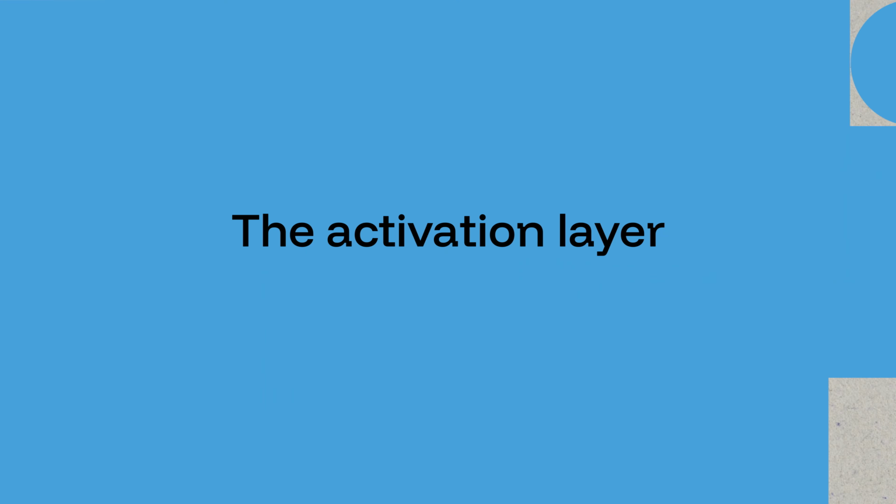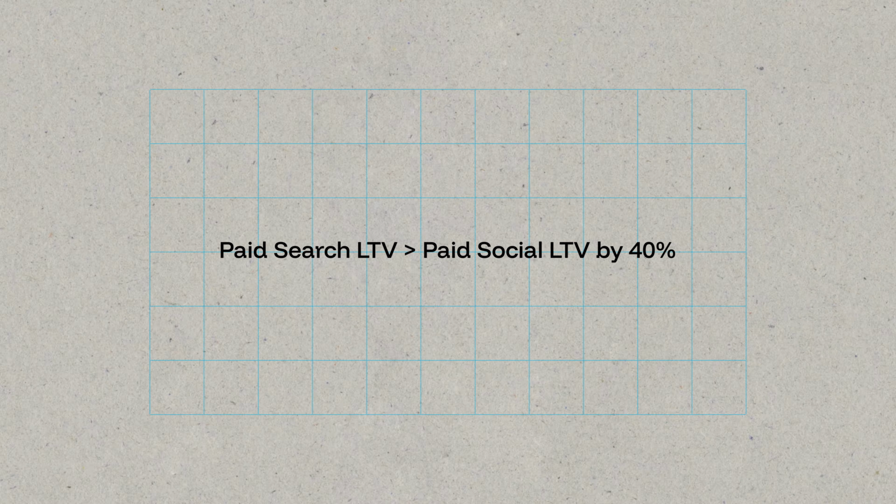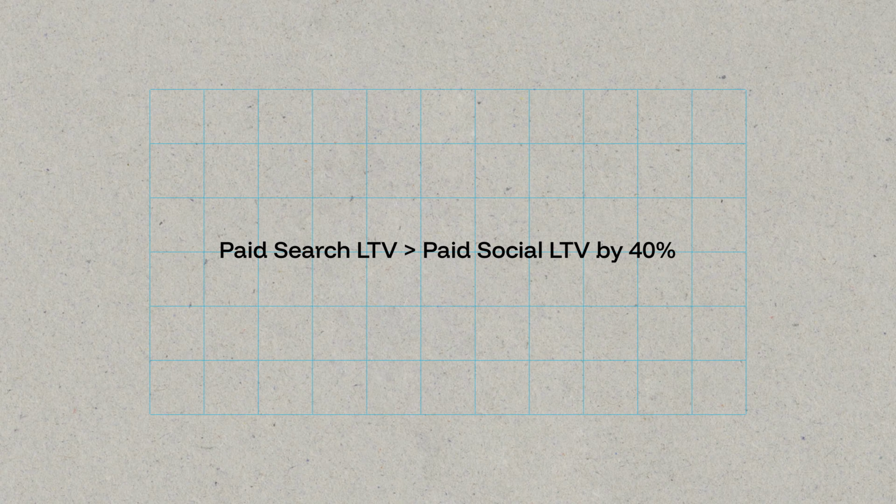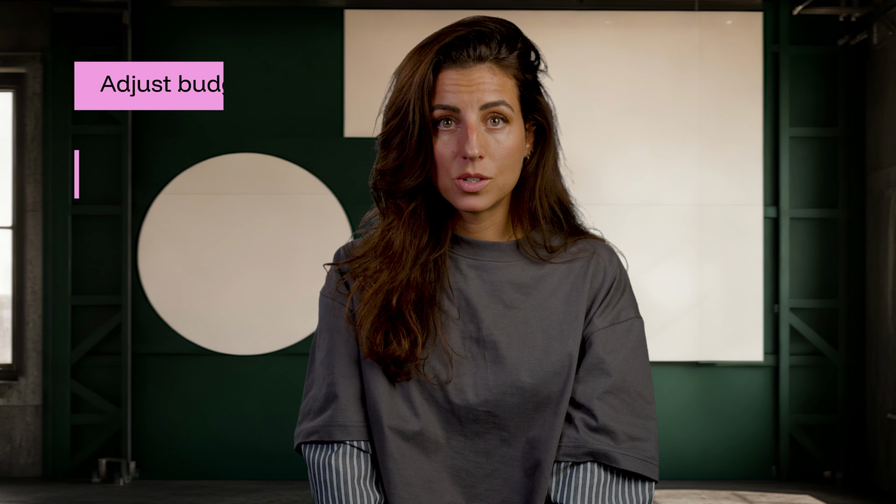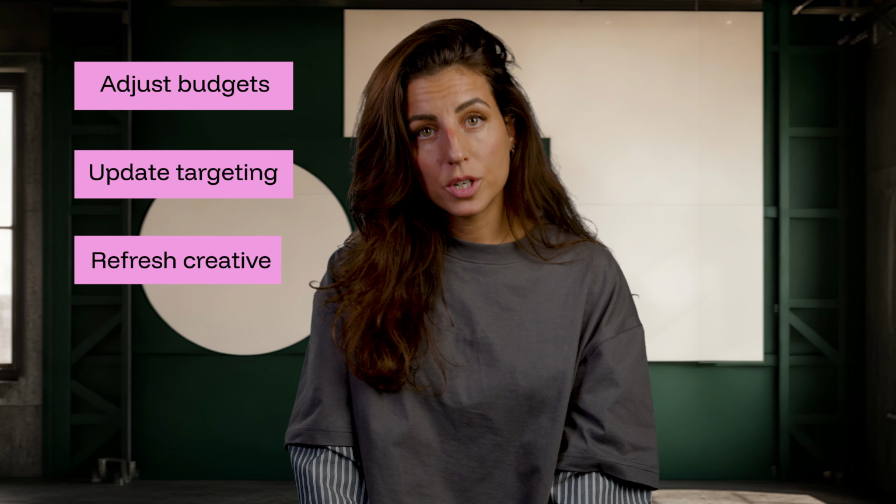The activation layer. You identified insights. Paid search drives 40% higher lifetime value customers than paid social. Great. Now what? Most marketing intelligence systems stop here. You learn something valuable, then you manually log into each ad platform and make changes. Adjust budgets, update targeting, refresh creative.